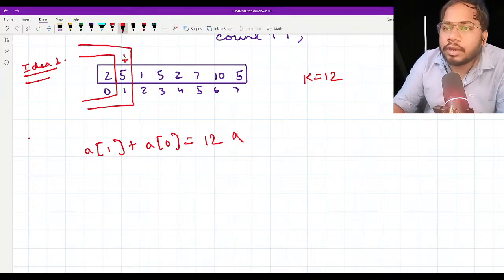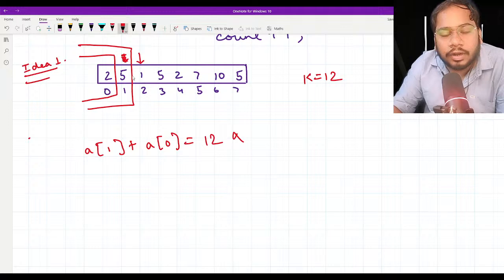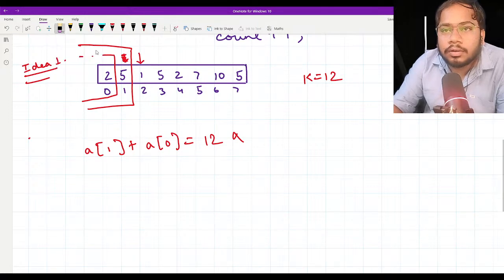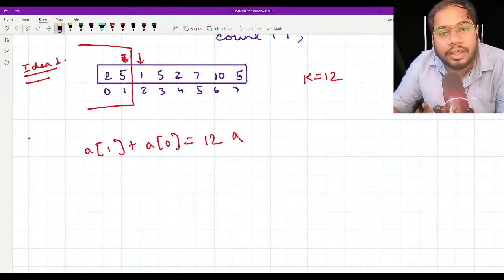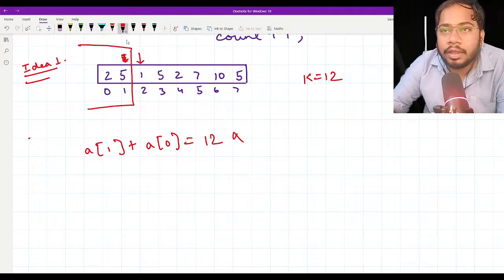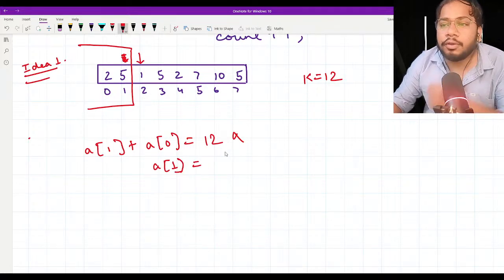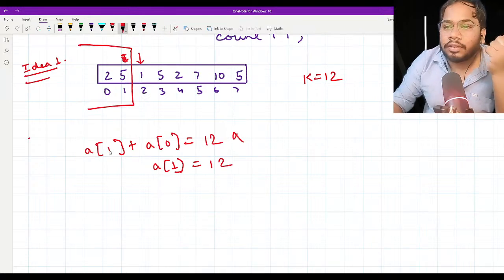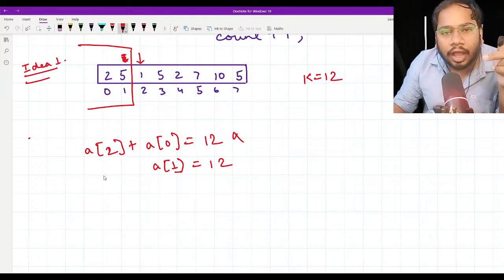Now the pointer will go here, and we will check whether till now we have got any value. Here we can have a of 0 or a of 1. Have we got any value which will result in 12? This is a of 2. Understood? So how can we check?